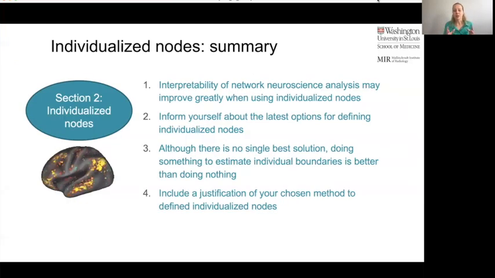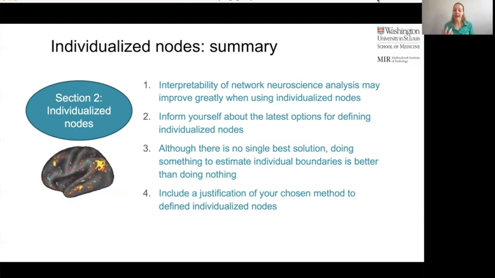And so to summarize this section on individualized nodes, I would strongly argue that the interpretability and meaningfulness of results from a network neuroscience analysis are much better when we can think of nodes as being meaningful matches to the data at the individual subject level. However, this field of how to best do this is really a moving and developing scientific field. So I'd encourage you to inform yourself about what research has come out recently and what are the options for defining individualized nodes. And although there's no clear best solution, it's probably better to try and do something to get more accurate subject-specific boundaries compared with just using group level boundaries.